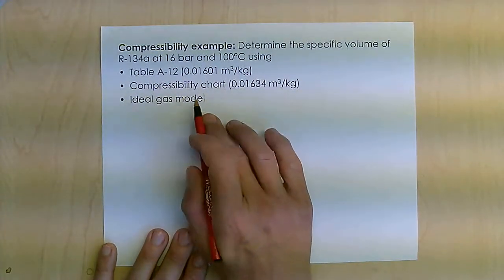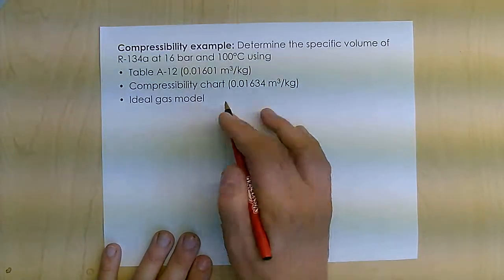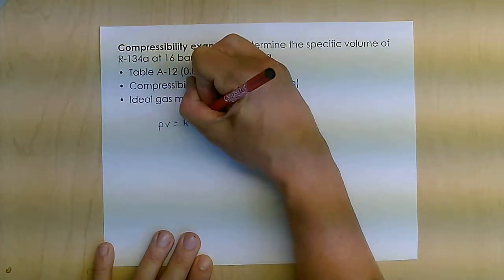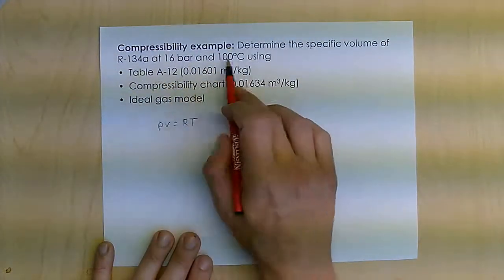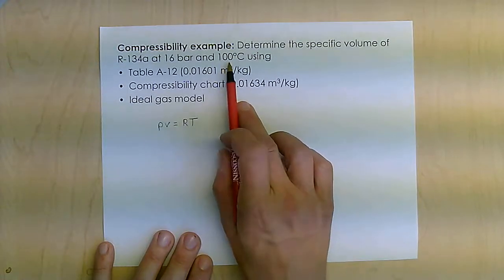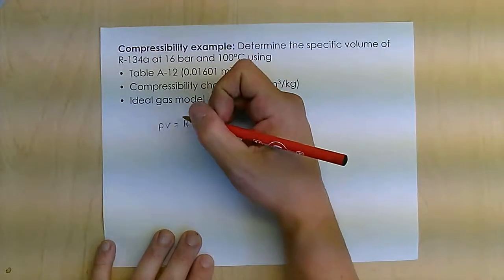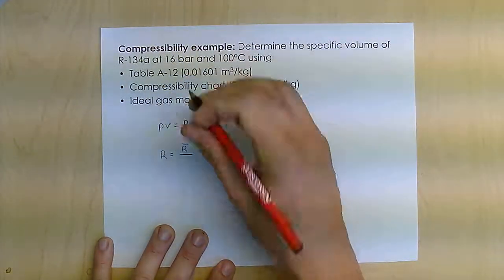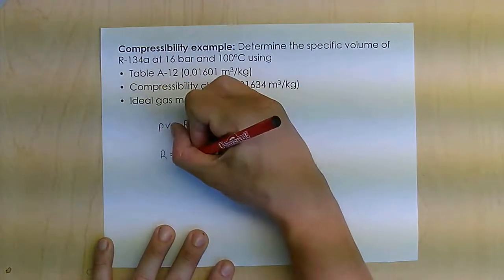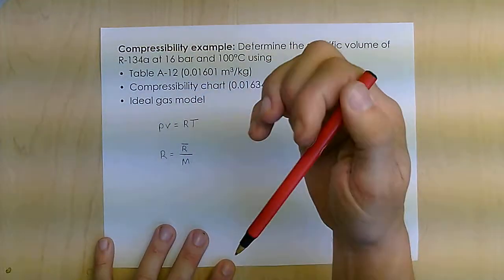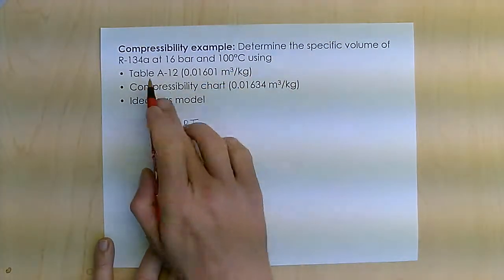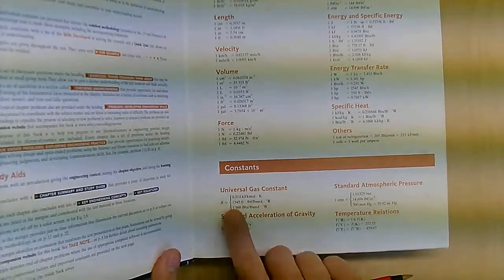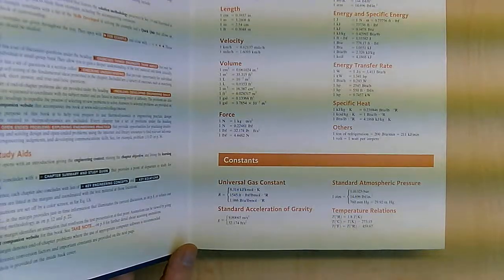Now, the last way we're going to do it is using the ideal gas model. And the ideal gas model is PV equals RT, right? Where I know my pressure, I know my temperature, I just need R. Now, R, remember, is R bar, which is the universal constant, divided by the molecular weight for the substance that we're using, which in this case is 134A. So again, R bar is what's given here at 8314.